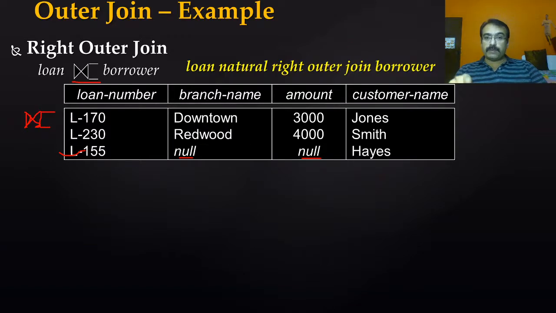Okay, the difference between inner join and natural join is not apparent in case of RA, but it is apparent in this case. See here, loan natural right outer join. So natural, right, and outer join, all three things are different. So natural means I need not mention explicitly which attribute is to be made equal.